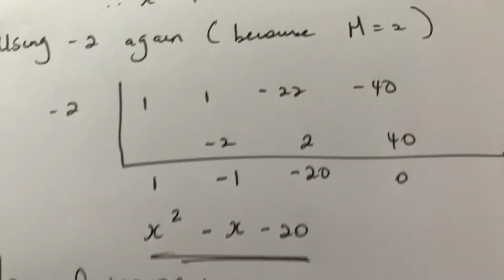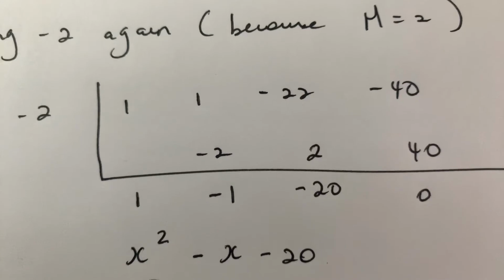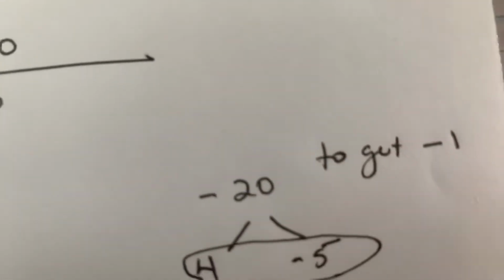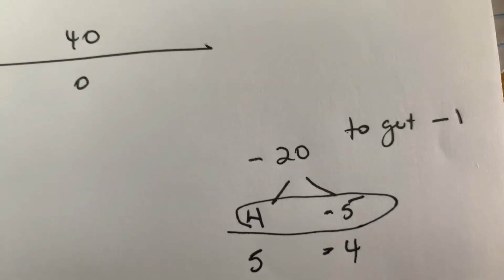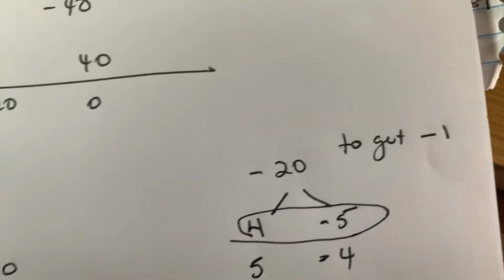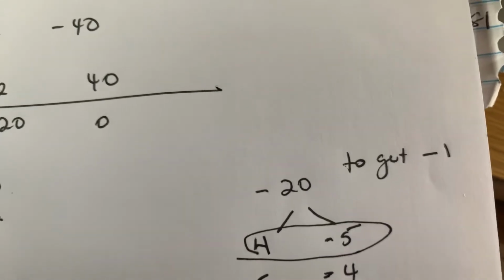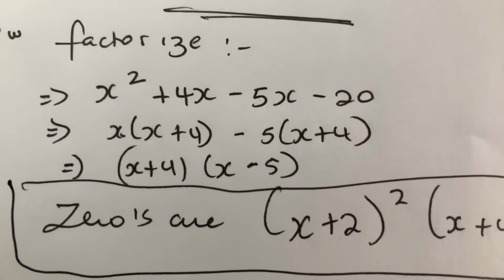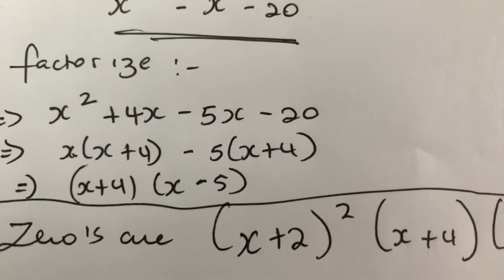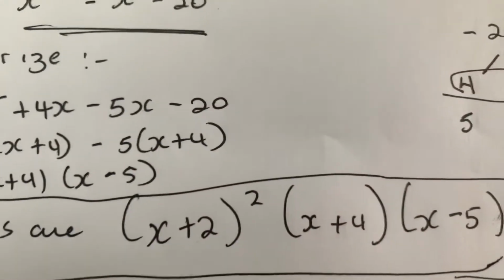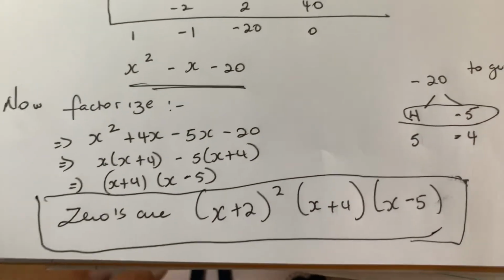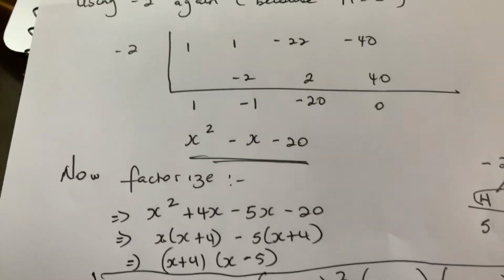And when we factorize, we're looking for factors of negative 20 that will give us, when you add them together, minus 1. Did my little tree at the side. You see I chose those two factors, 4 and minus 5, because when I add the two together, I get negative 1. Did my factorization. And so my zeros are x plus 2 to the second power, x plus 4, and x minus 5. Right, this one was a little easier. I see that the other two are just about the same.